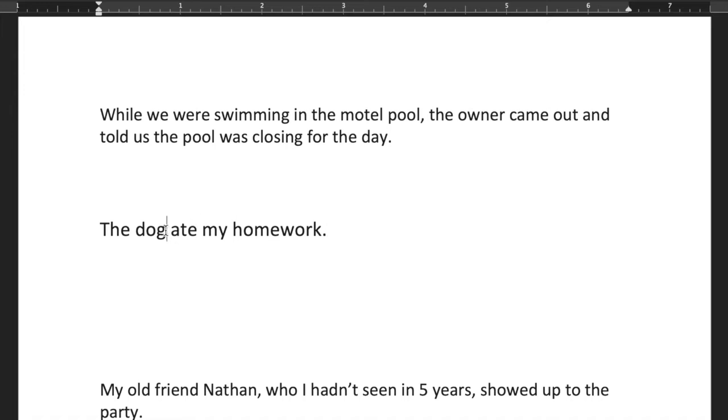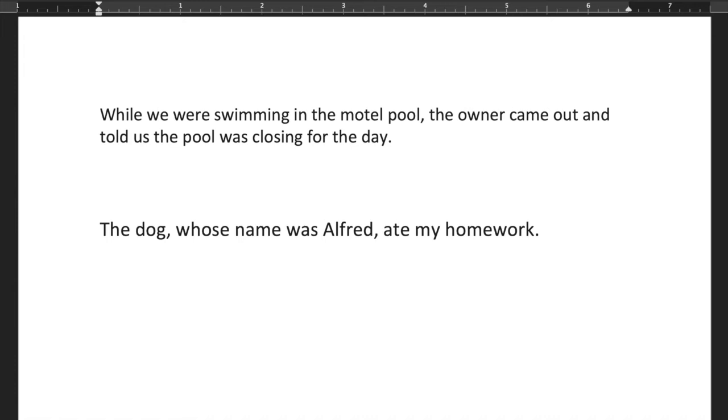The dog, comma, whose name was Alfred, comma, ate my homework. Another example of extra information inserted between 2 commas. So you see how this is different than what a lot of people do. When I ask them to use 2 commas, they're doing things like this.